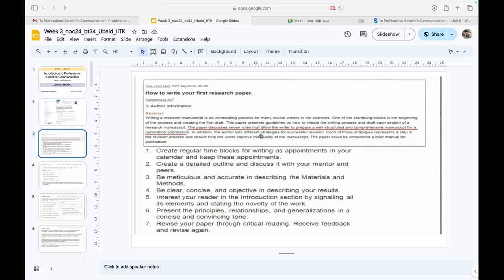For example, you start writing methodology. While you are writing the methodology in your notebook, every detail, start writing simultaneously. Start writing the methodology in the paper format, and then keep on adding.